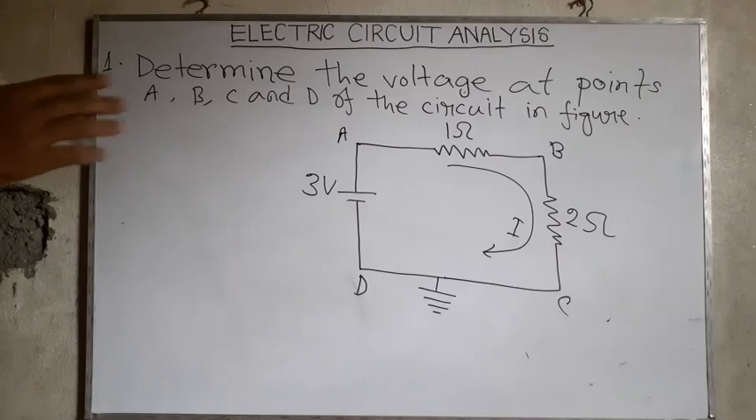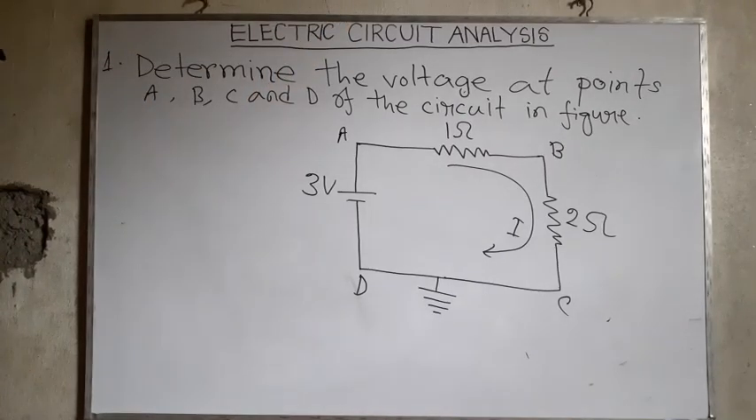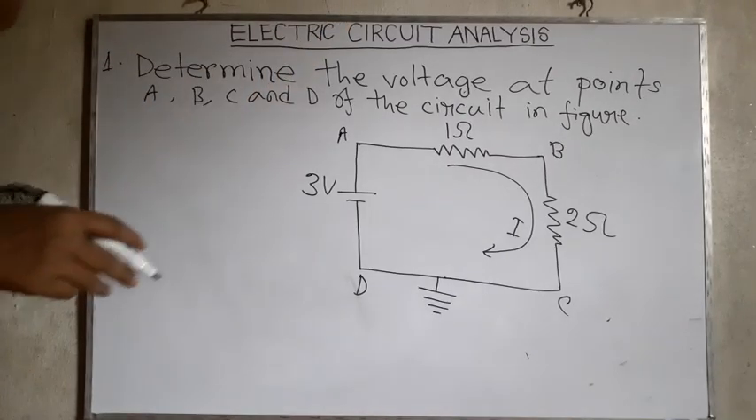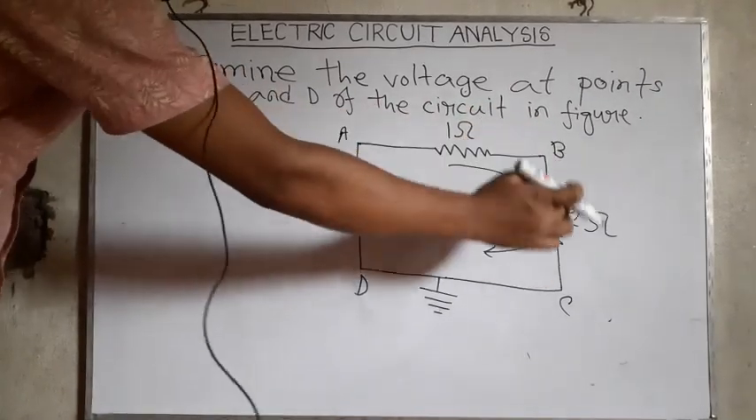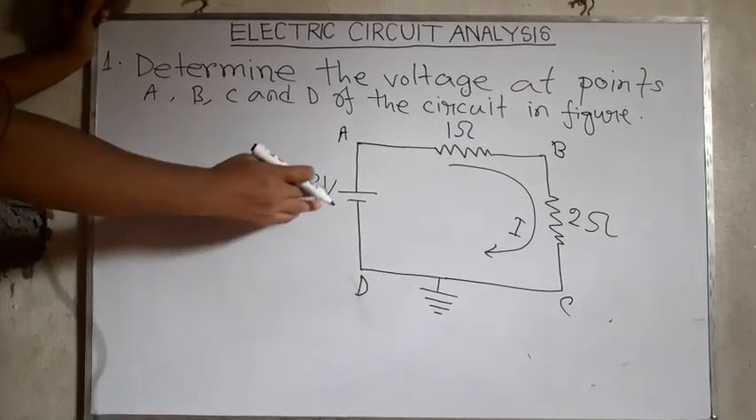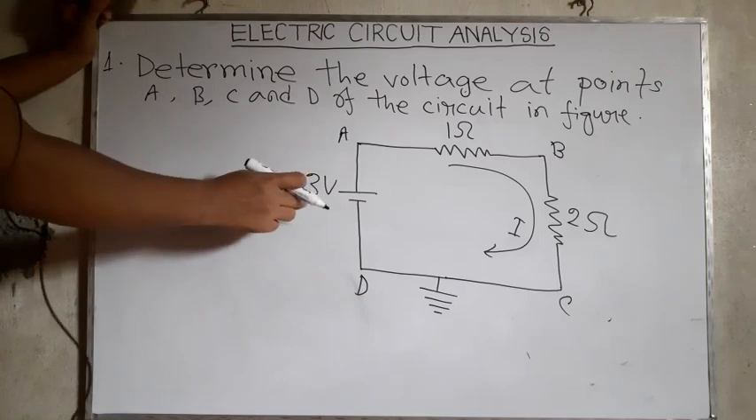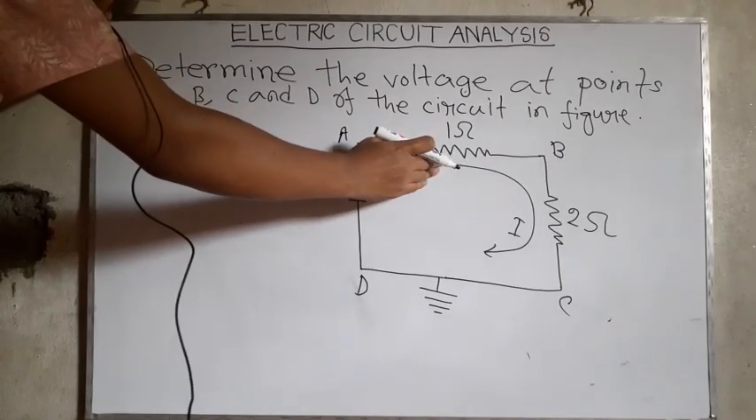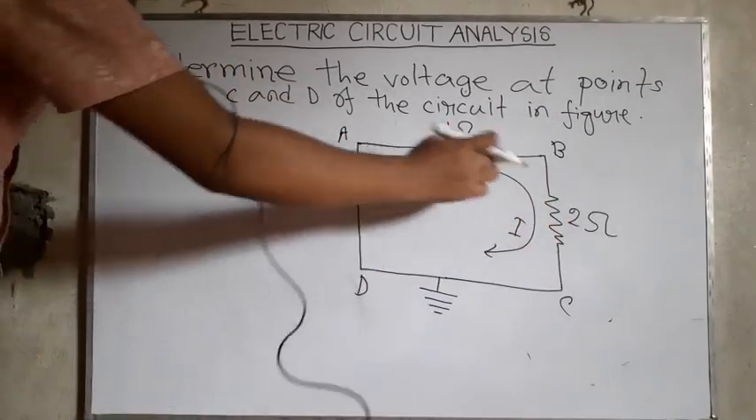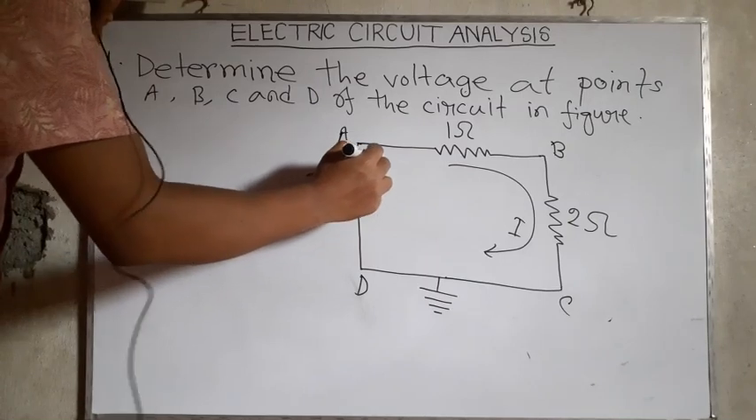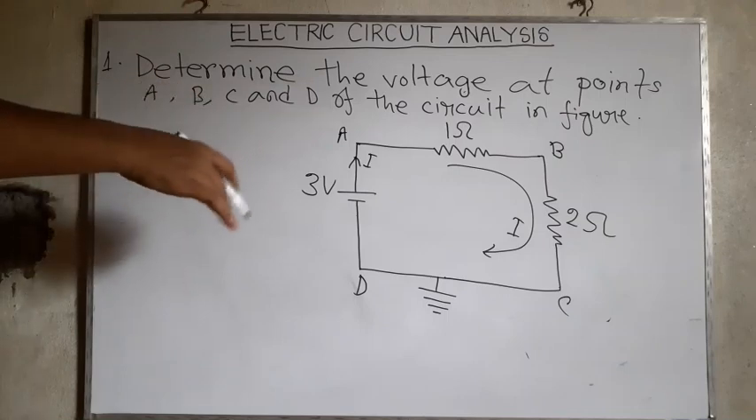Now we will analyze this circuit. Here the question is: determine the voltage at points A, B, C and D of the circuit in the figure. We have to determine the potential or voltage at points A, B, C and D. Here is the electric cell E and its potential difference or voltage is 3 volt. Here resistance 1 ohm, here resistance 2 ohm, and the current flowing through this circuit is I. At first we have to determine the current flowing through the circuit.